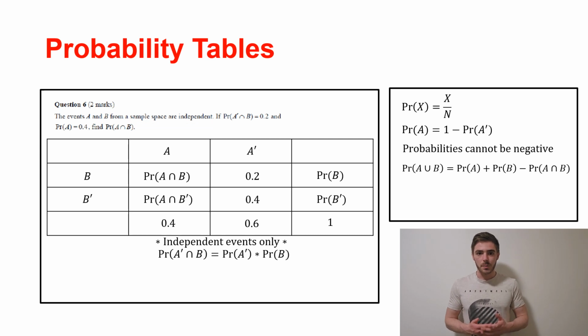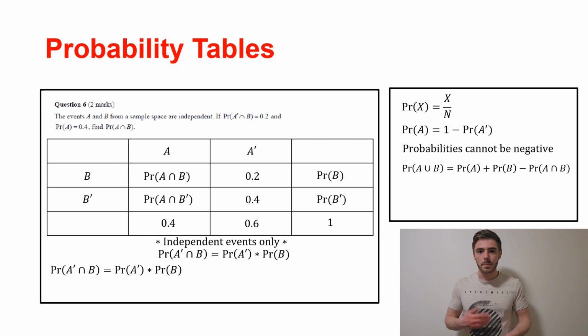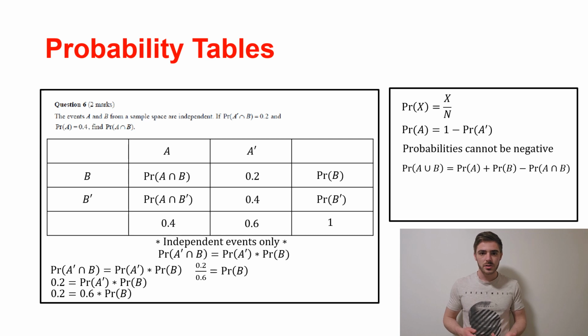So the fact that we know that P(A' intersection B) equals 0.2 is going to be really helpful for us. P(A' intersection B) can be rewritten as P(A') multiplied by P(B), and we know that that equals 0.2. We also know that P(A') equals 0.6, and so all we have to do is rearrange to get P(B) on its own, and that's going to give us P(B) equals a third.